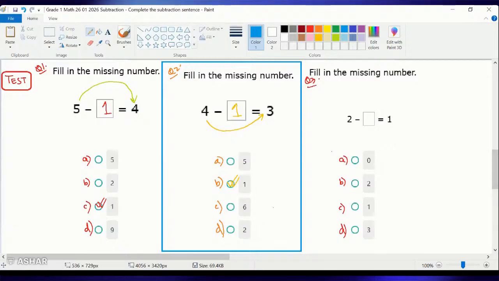What is 2 minus 1? Yes, thank you. That would be 1, and that is our option number C. Thank you for the answer.